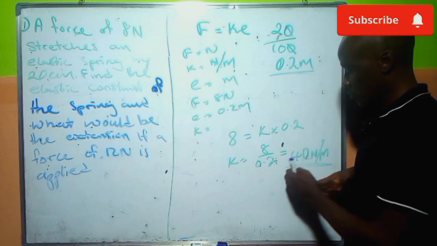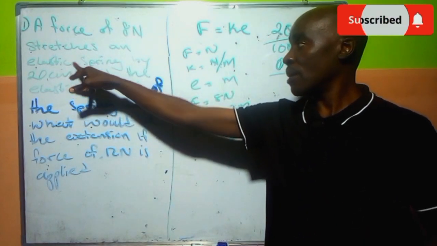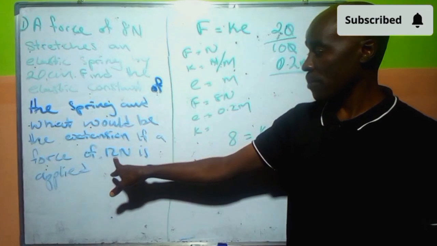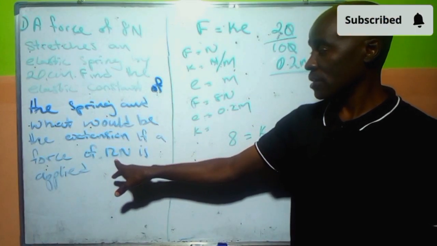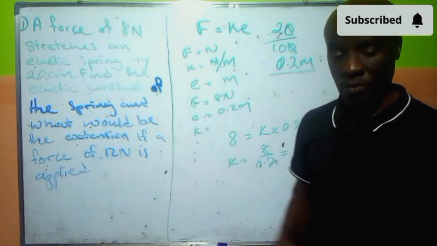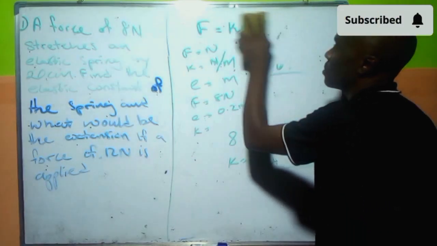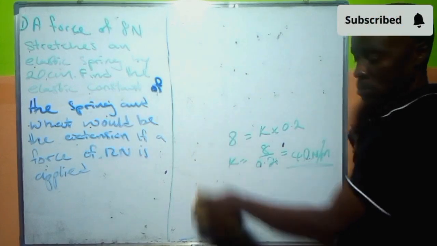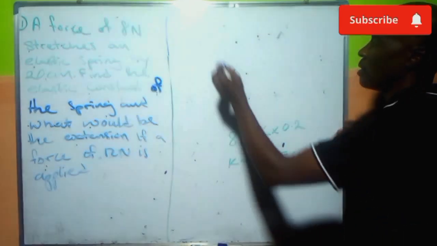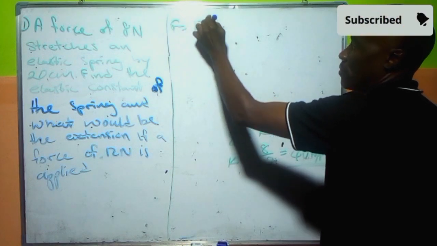Now with this, we have the constant. It's still the same elastic spring. What will happen? We want to find out the extension when the force is now 12 Newton. So let's see what we do. We have 12 Newton this time. Force is equal to what? 12 Newton.